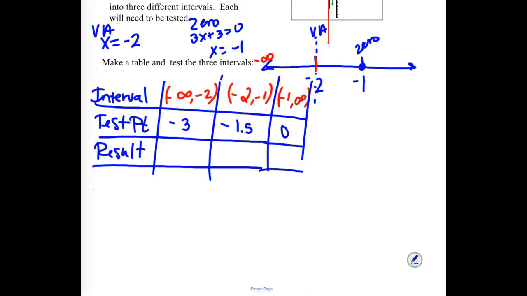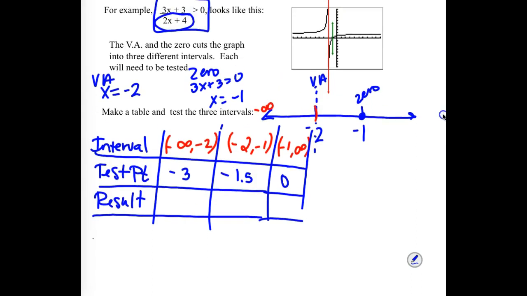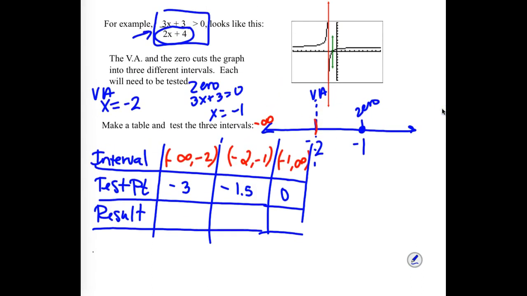Okay, so we are going to plug in a -3 back into our function here. What happens for the numerator if we put a -3 in there? 3 times -3 would be -9, plus 3 would be -6. Okay. On the bottom, if we put a -3 in, 2 times -3, -6 plus 4, -2. So we had a -6 over on the top and a -2 on the bottom. Negative divided by negative is going to be positive. So we are going to get a positive result here.